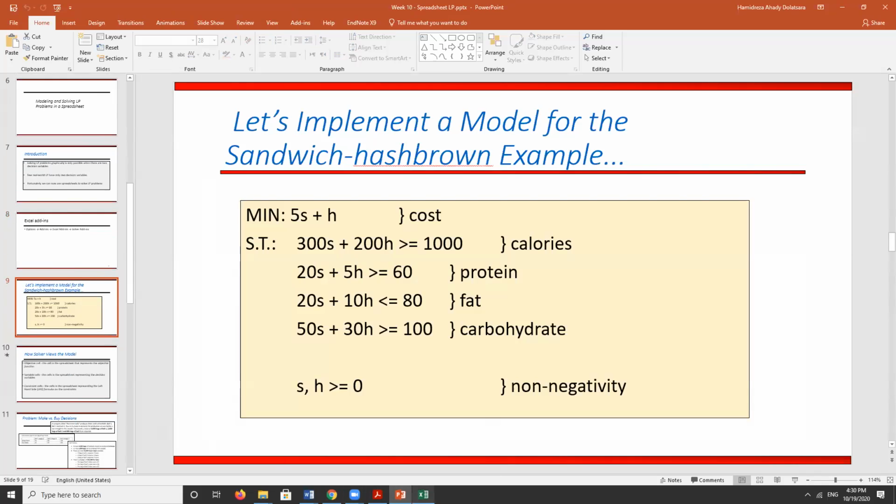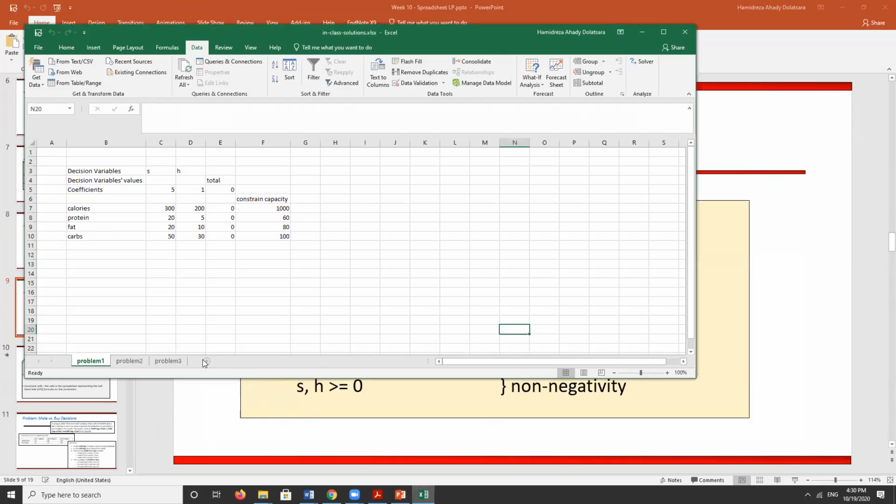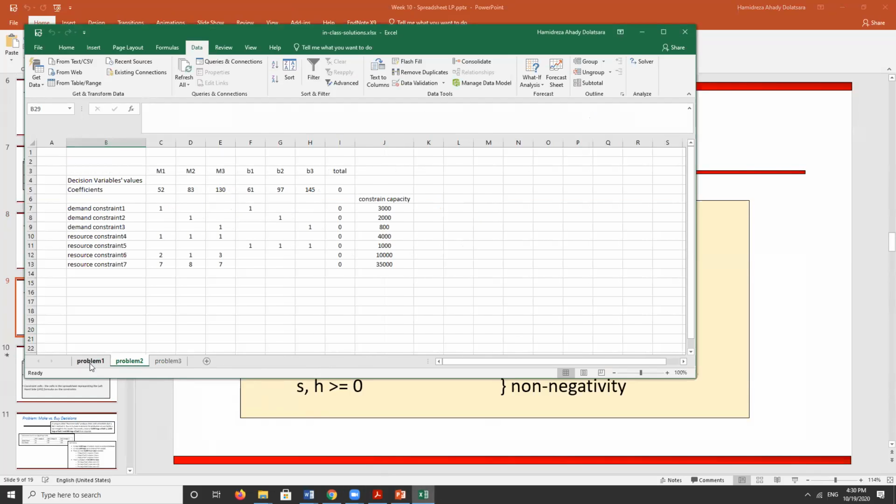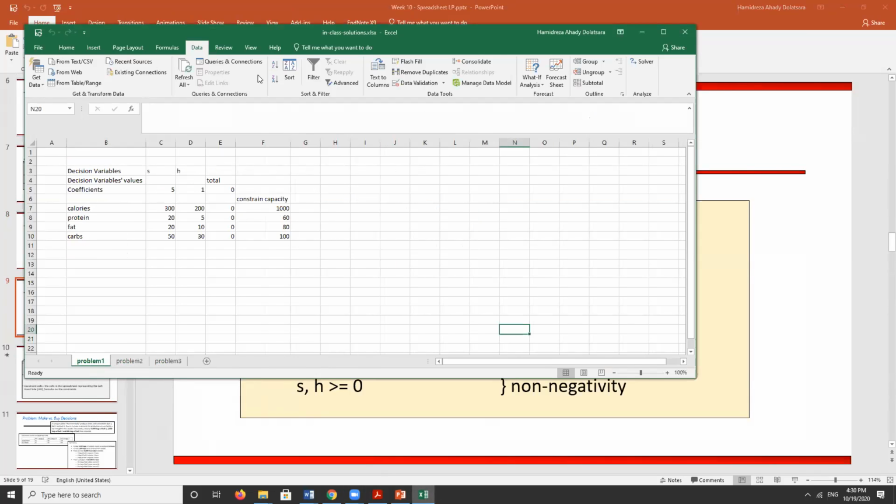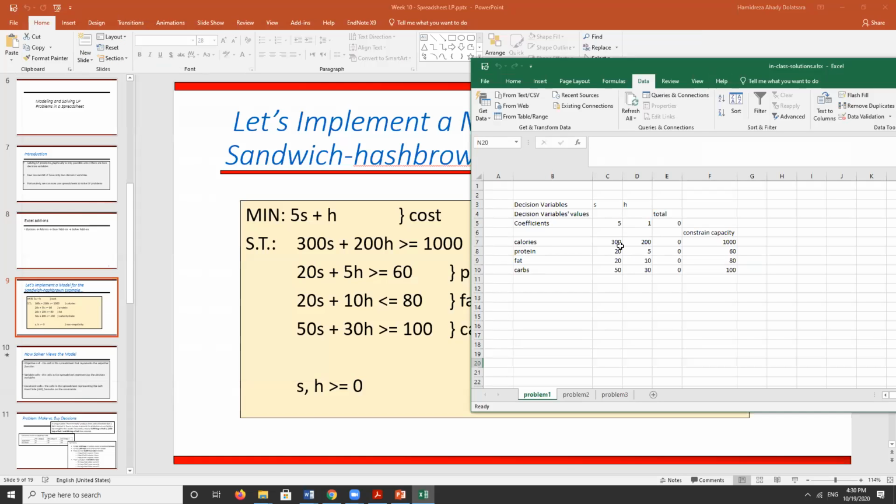Okay, so just open your Excel file. Go to the first sheet, Problem 1. We should find the amounts of our decision variables, because by the number of sandwiches and hash browns that you want to include, you can find the cost. Also, you can find out whether you follow the constraints or not.